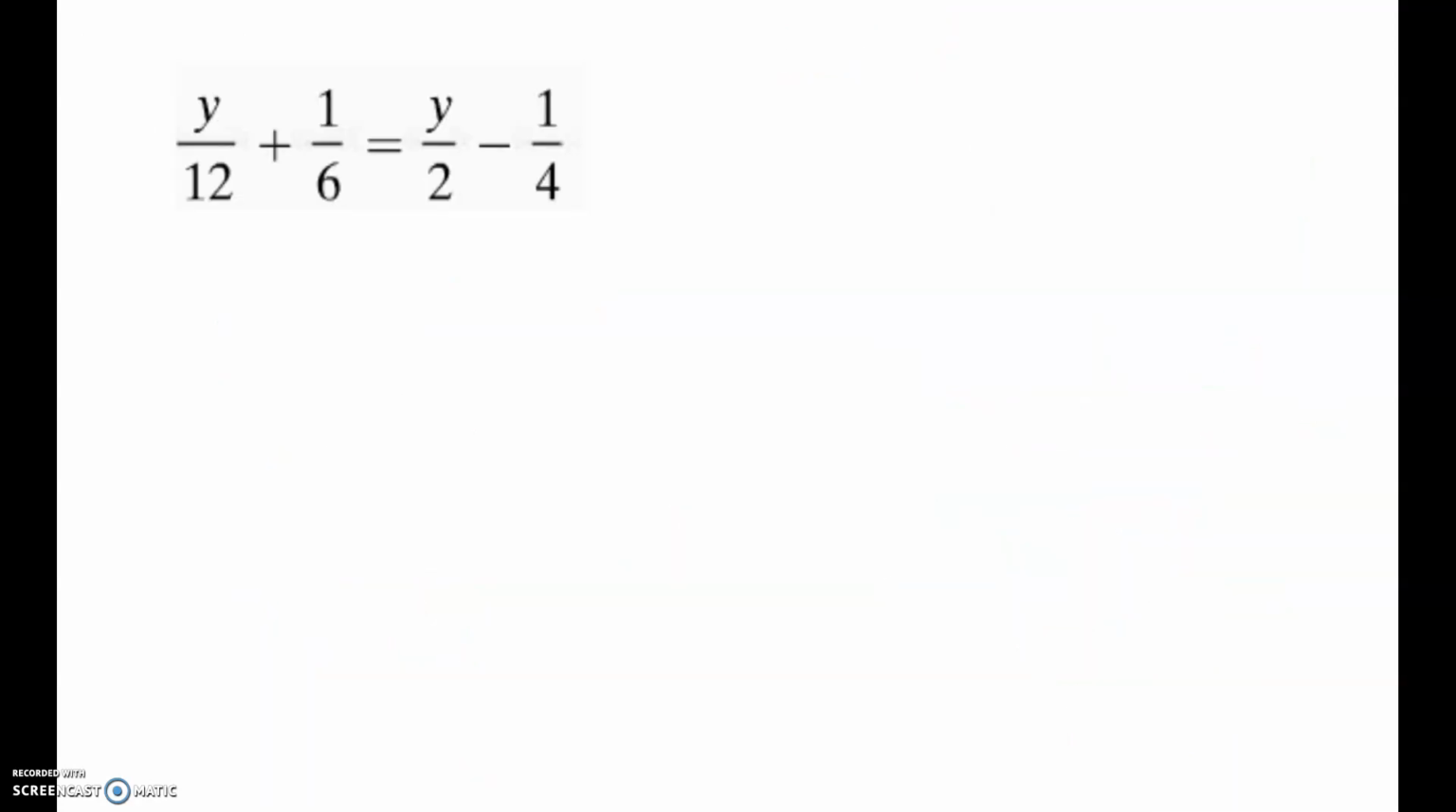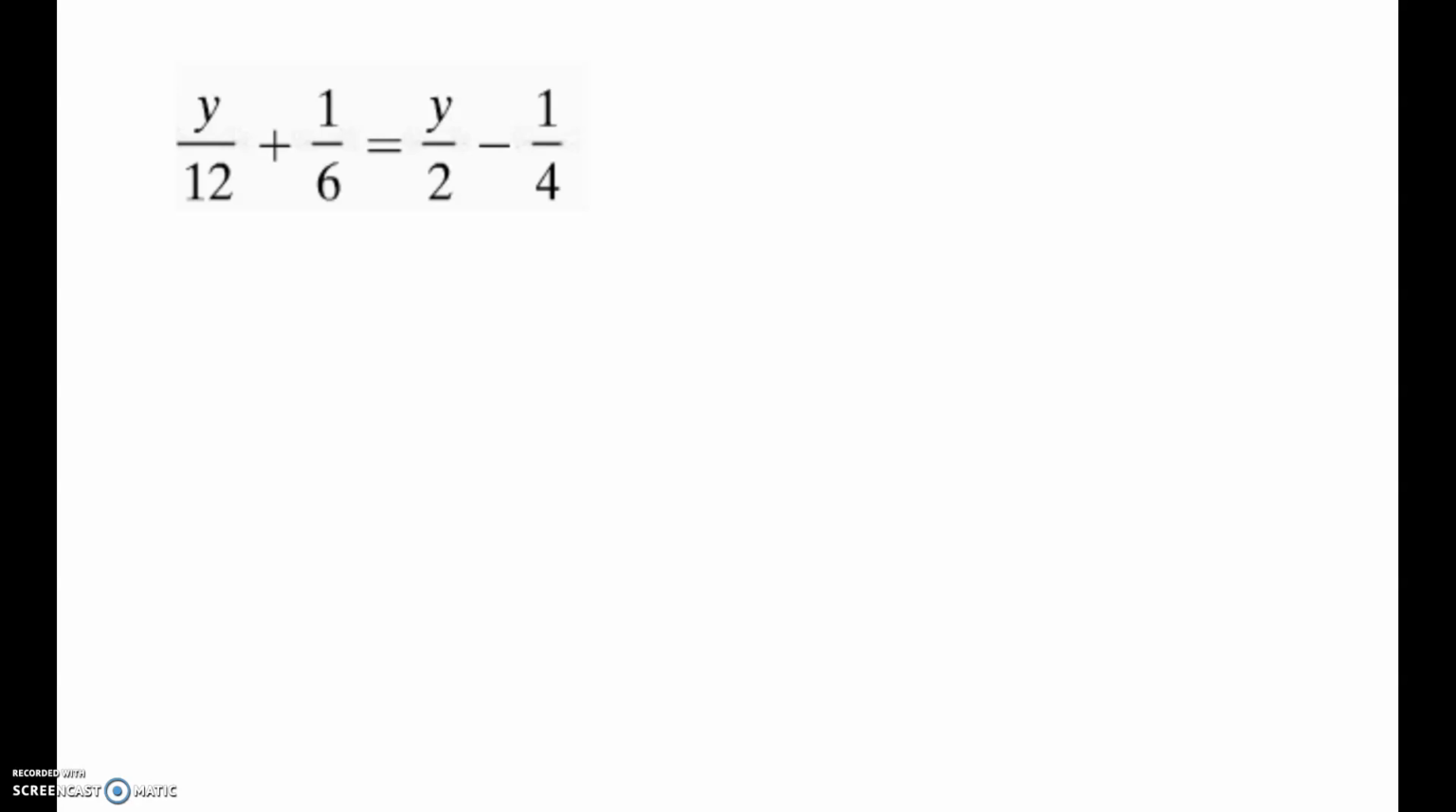Last one. So in this one, I have y over 12 plus 1 over 6 equals y over 2 minus 1 over 4. Rather than change each fraction to have the common denominator and then ignore it, we're actually going to multiply each of the terms by the common denominator.